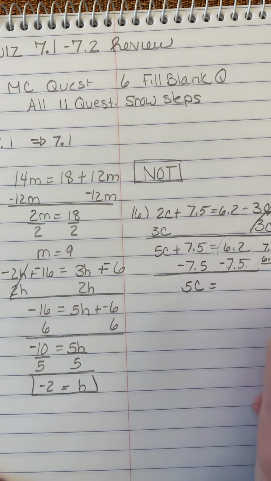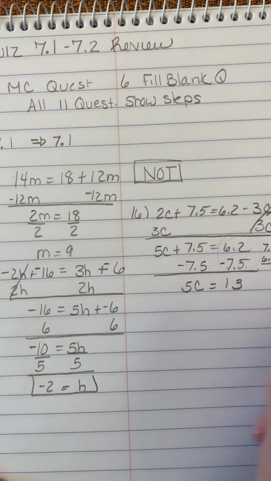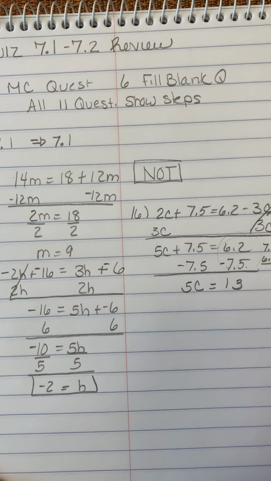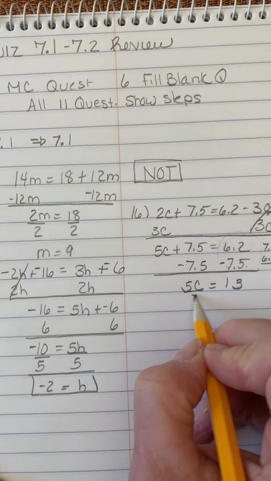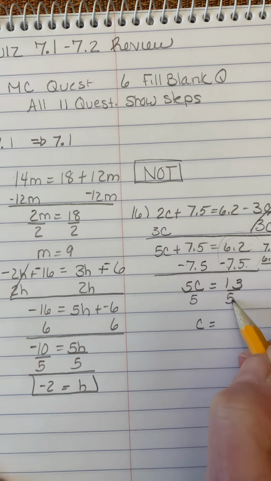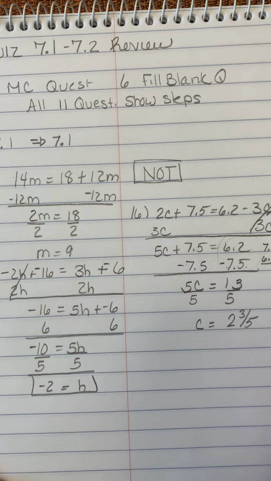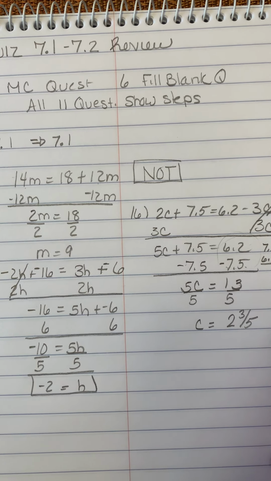So 5c is equal to right there. And then divide both sides by 5. And c is going to be equal to 2 3/5 for that one. Or you can leave it as a decimal and say 2 6/10. But make sure you can work with your decimals because you have one with decimals.